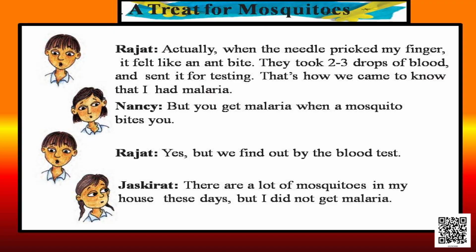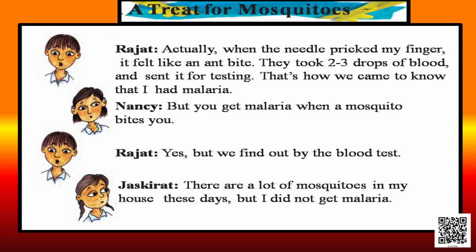So Nancy asks, but you get malaria when a mosquito bites you. Nancy was curious to know how he could get malaria, because malaria occurs when a mosquito bites you. She knows a lot about the disease. She knows that whenever a mosquito bites you, then only you can get malaria. You don't get malaria from any other way.